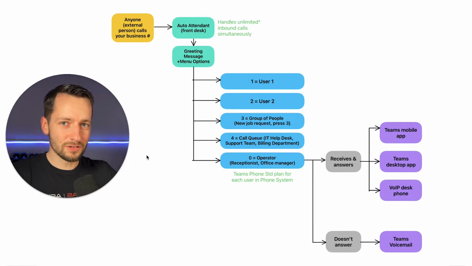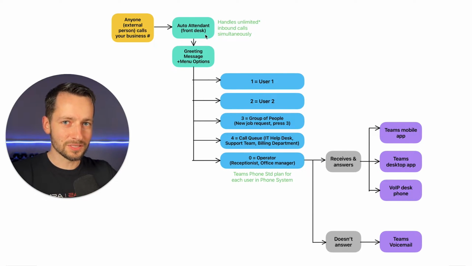Okay, so the overview of what we're going to accomplish here today. This shows you the call flow of an external user. So someone outside your organization who just wants to talk to someone at your business. So that's them right here. They're placing a call to this business phone number that you have.